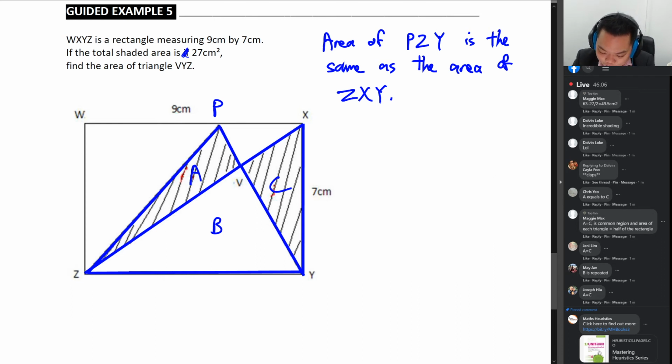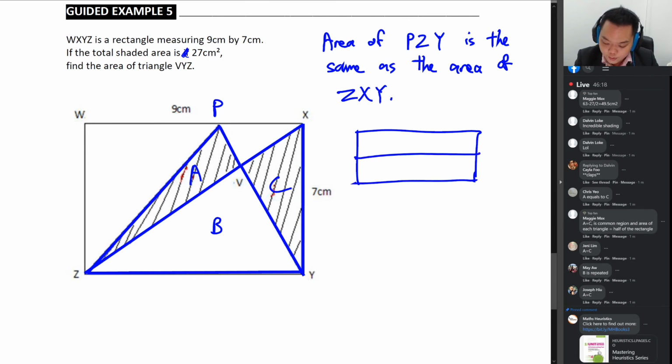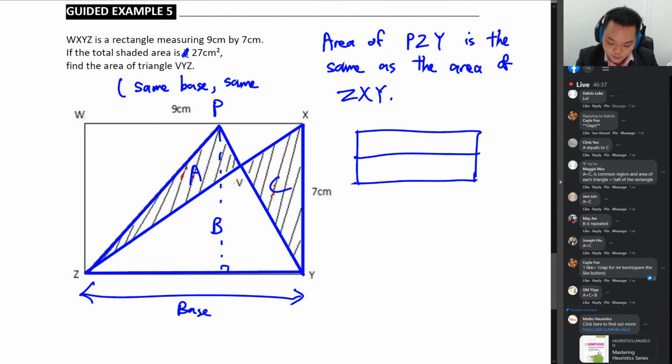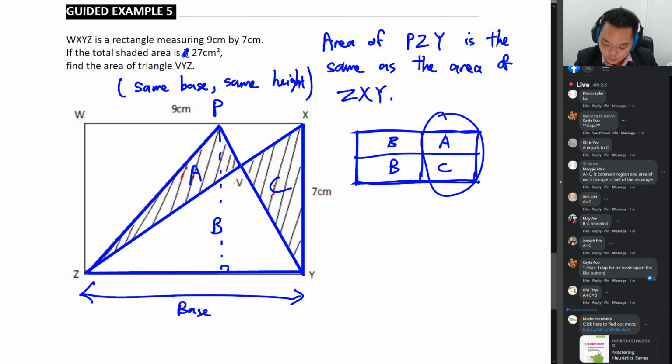So, once you got this, to help you visualize further why the area of A is the same as the area of C, here's what we can do. Draw this model first. The reason why this is the same is because they have the same base with the same perpendicular height. If we draw these two bars, they should have the same length, and it follows that the area of PZY, which we call A, is the same as triangle ZXY, which we call C for convenience.